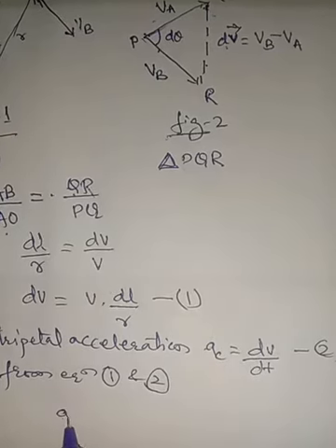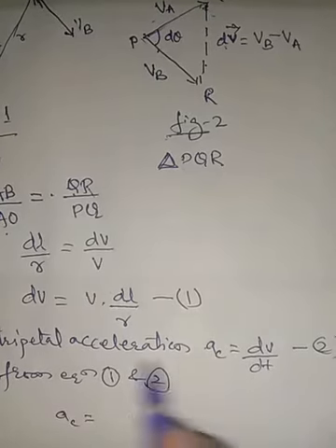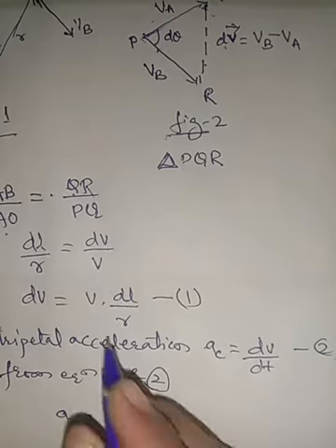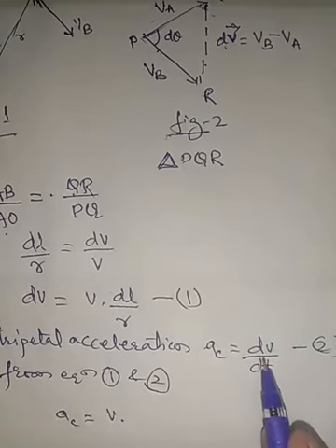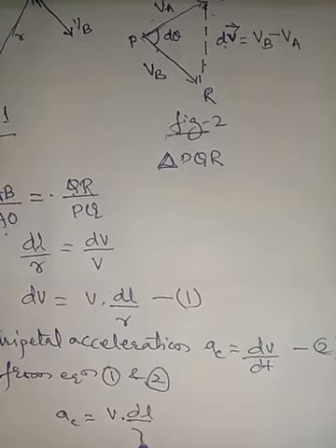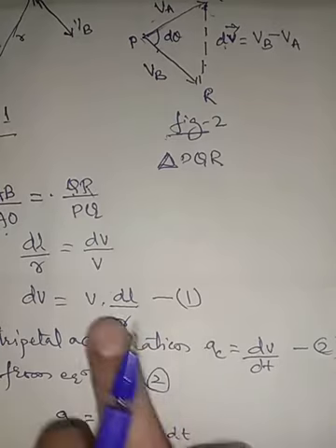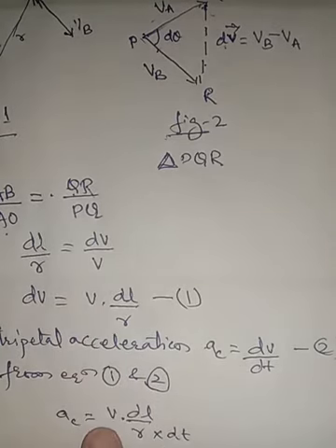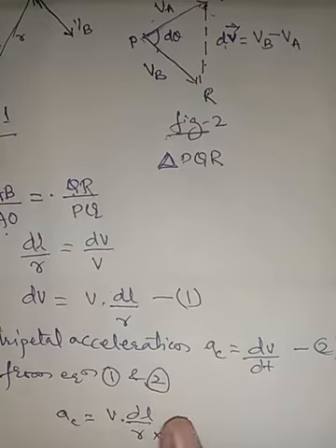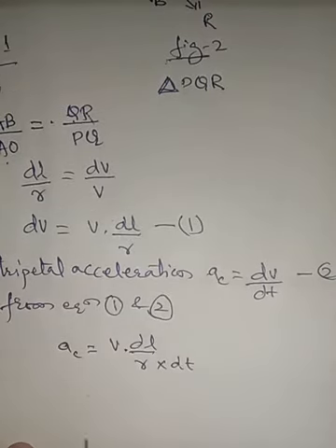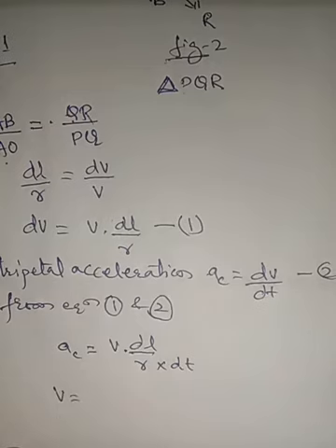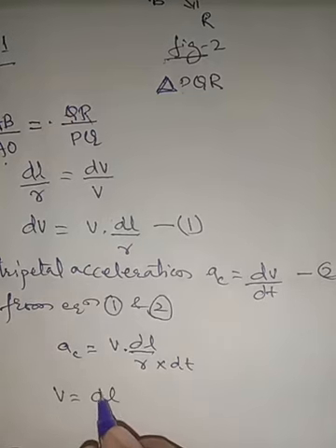We'll get AC is equal to V into dl by r into dt. Means in place of dV, we are getting V into dl by r into dt. Now we'll arrange this term. Before arranging this, we know one thing: how can I calculate velocity? Displacement upon time, dl by dt.